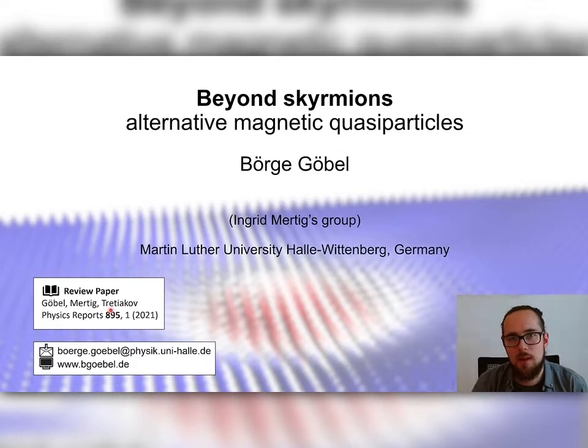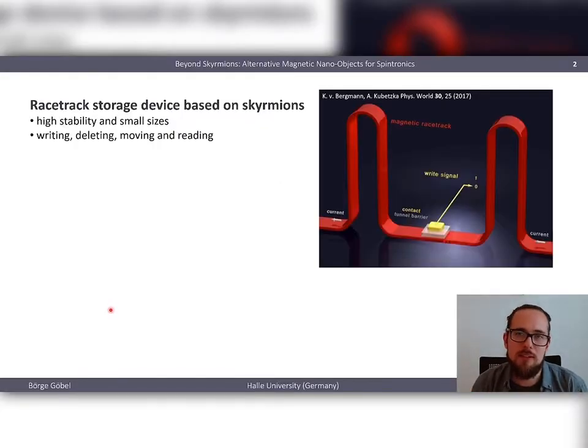So I guess in this section you have already learned quite a lot about magnetic skyrmions. One of the reasons why they are so interesting is that they have such high stability and they exist even at small sizes. And since we can write, delete, move and read them, we can propose to construct such a racetrack data storage device, as was proposed by Stuart Parkin.